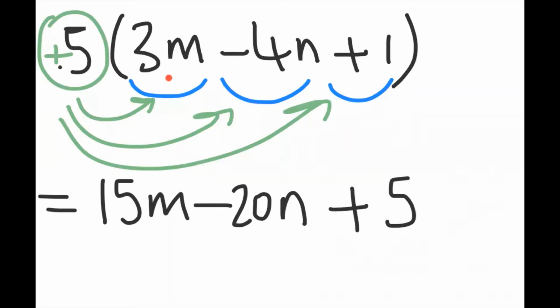Checking again, 5 times 3m is 15m. 5 times minus 4n is minus 20n. 5 times 1 is 5. Now we have 3 terms, but all of them are different. There's an m, here's an n, and here's a number. So we can't do anything further at this stage. So the answer is just as it is.